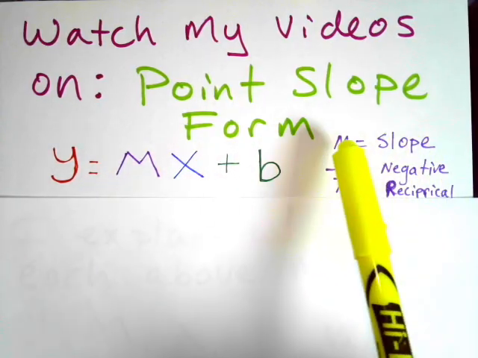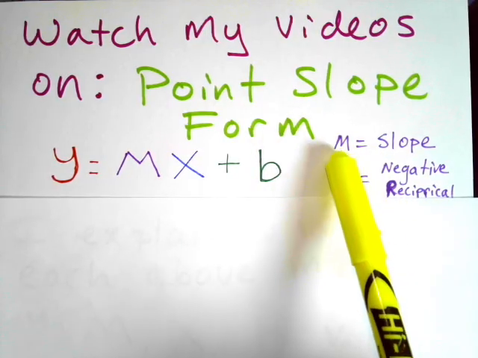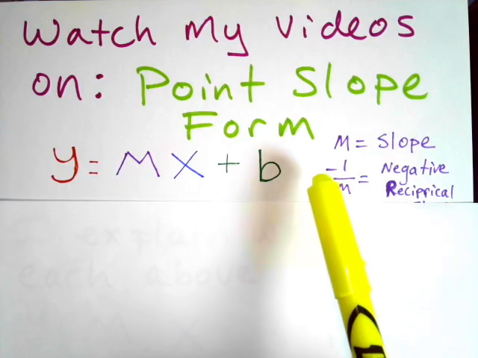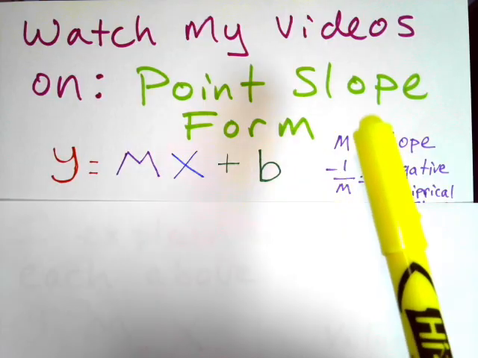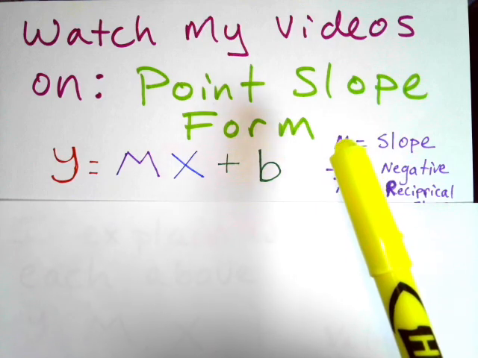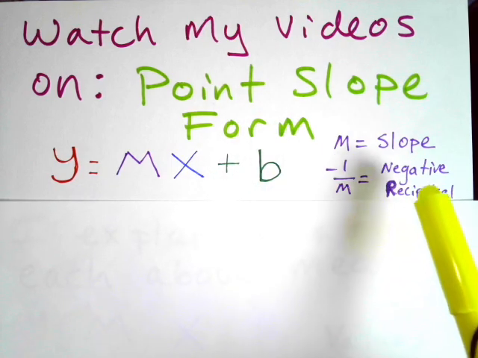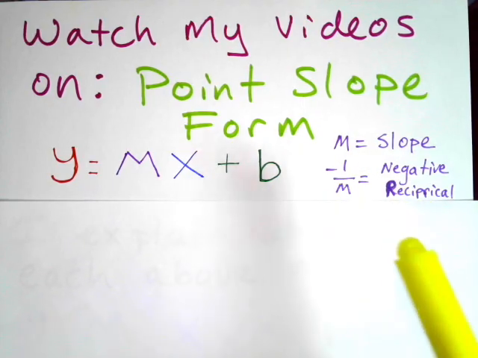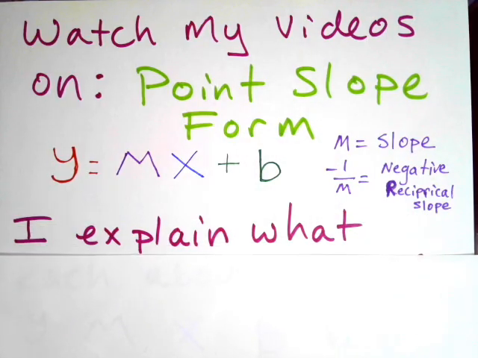So, you have a slope represented by m. The negative reciprocal is to flip the slope and multiply by a negative 1. So that's an m over 1. I explained that in my videos. You flip that m over 1, you get 1 over m. That's called a reciprocal. And then to get the negative reciprocal, you're going to multiply that value by a negative 1. That's the negative reciprocal slope.